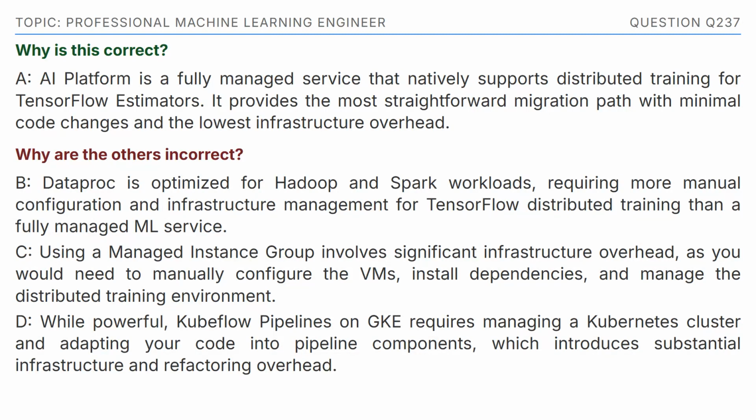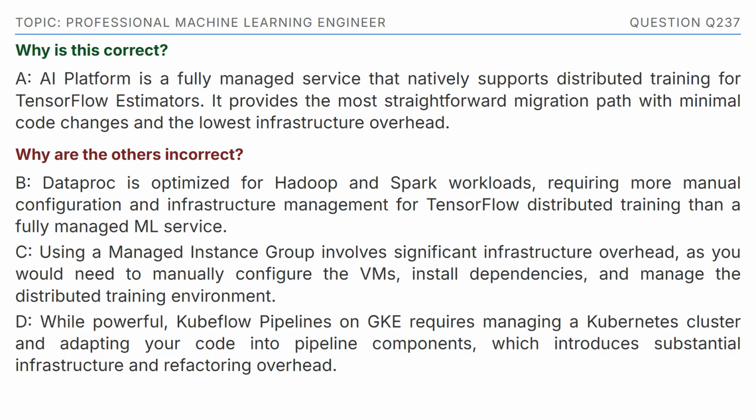Why is this correct? A. AI Platform is a fully managed service that natively supports distributed training for TensorFlow estimators. It provides the most straightforward migration path with minimal code changes and the lowest infrastructure overhead. Why are the others incorrect? B. Dataproc is optimized for Hadoop and Spark workloads, requiring more manual configuration and infrastructure management for TensorFlow distributed training than a fully managed ML service.